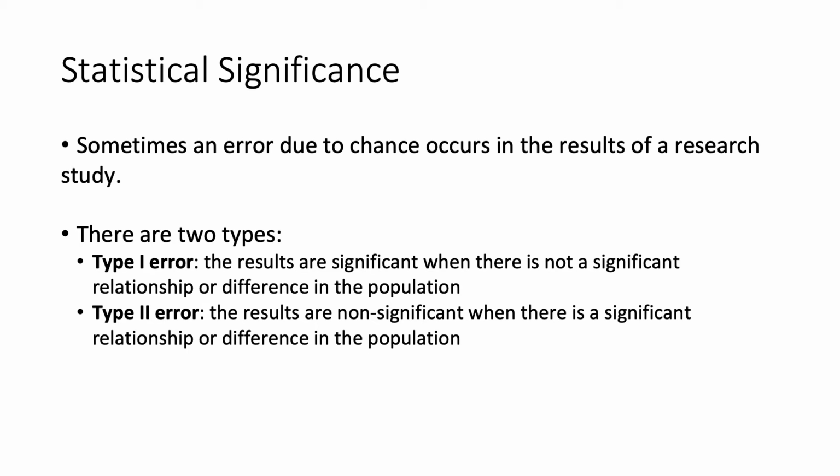Sometimes there is an error due to chance that occurs in the results of a research study. A type 1 error is where the results are significant when there is really not a significant relationship or difference in the population. A type 2 error is where the results are non-significant, but really there is a significant relationship or difference in the population.